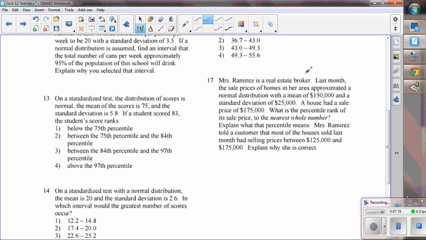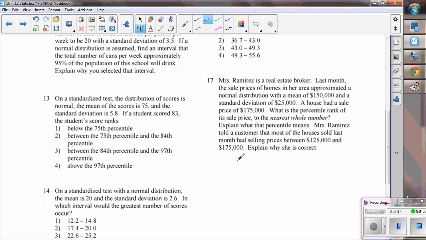Here's one of these bigger explanation questions. Mrs. Ramirez is a real estate broker. Last month, the sale prices of homes in her area were approximately normally distributed with a mean of 150,000 and a standard deviation of 25,000. A house had a sale of 175,000. What is the percentile rank to the nearest whole number?